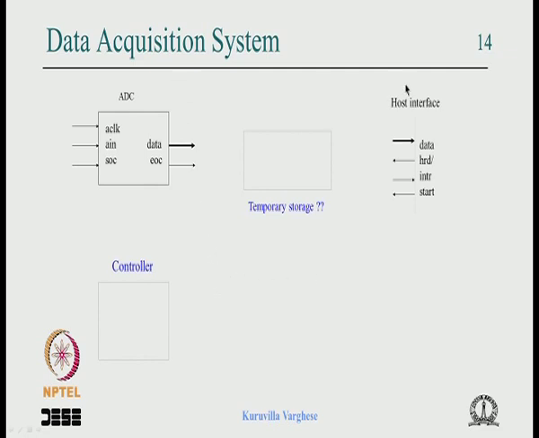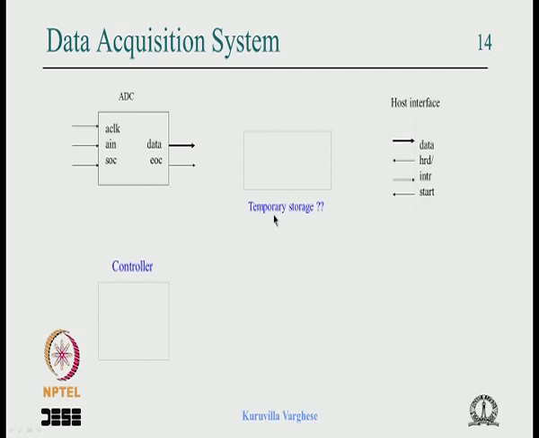We have to have a data path, and the data path is very simple. We need a temporary storage. We read the data from the ADC, put it to a temporary storage, and the output of the temporary storage goes to the host. All these control signals, the start of conversion, looking at the end of conversion, giving an interrupt, and looking at the start signal and so on, should be done by the controller. So the question is, what is the best kind of temporary storage?